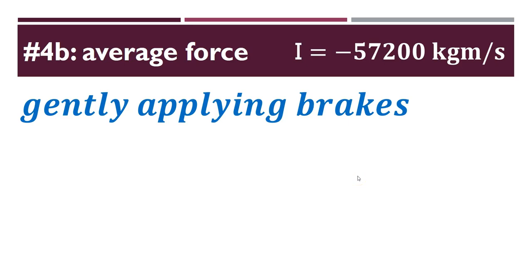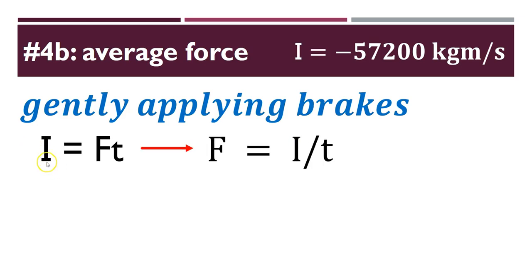The second part says, what is the average force exerted on the vehicle in each of the three stopping methods? Which means we're going to have three answers here. Our impulse is the same no matter if we stop slowly or quickly. So the impulse is always negative 57,200 kilogram meters per second. I want to know how much force I'm putting on my car by stopping it in a certain amount of time. So gently applying the brakes is our first one. And if we look at our equation, impulse is equal to force times time. When you rearrange that to solve for force, it's going to be equal to impulse divided by time.